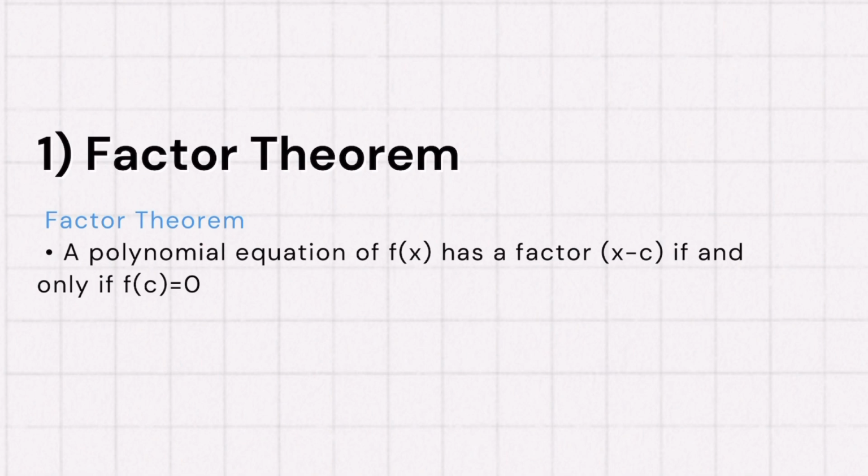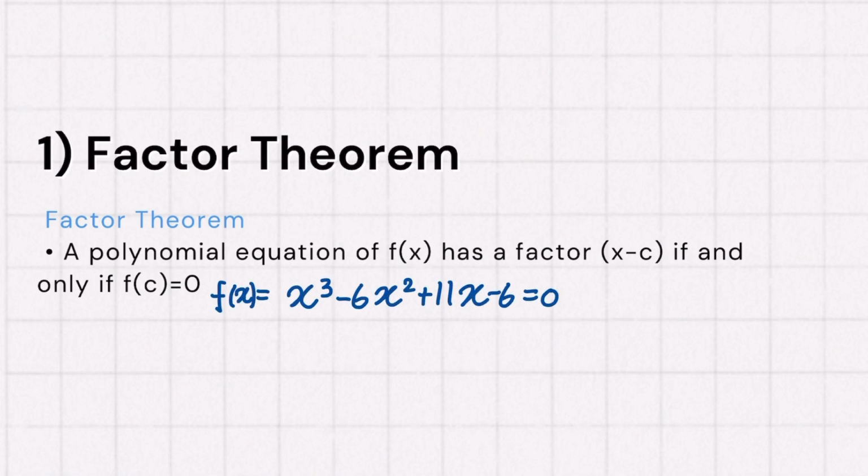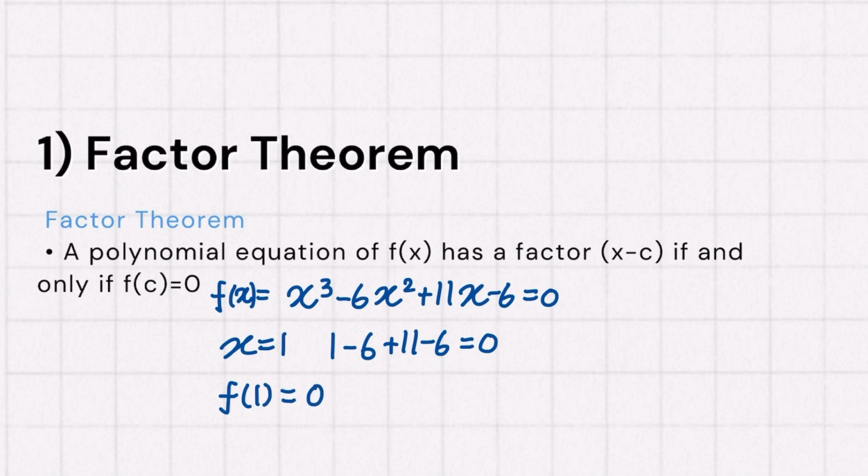First, let's take a look at the factor theorem. A polynomial equation f(x) has a factor of x minus c if and only if f(c) is equal to 0. Let's take a look at an example together. If you plug in 1 to this equation, as you can see, we get 0. So in this case, we can say that f(1) is 0.